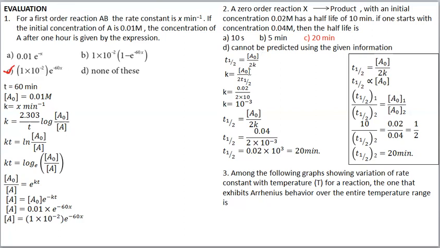Then we can write k is how much? From this we can find out k. k is equal to A0 divided by 2 t half. Then substitute the values. Initial concentration is 0.02 molarity, 0.02, divided by 2 into half-life period is 10. So 2 into 10, which is equal to this.